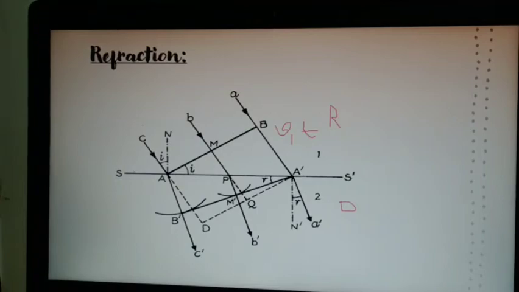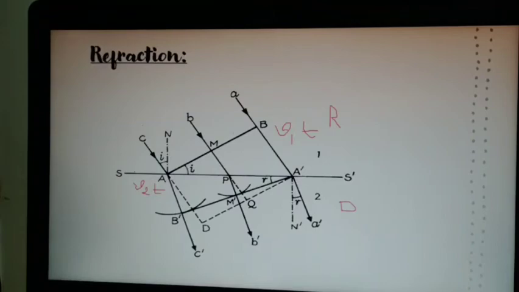See, here velocity is V2 and during the same time T, here AB dash is the distance travelled, that is V2 into T. Obviously, it is clear that V1T is not equal to V2T because in denser medium velocity is lesser. So V2T is less than V1T. From the diagram also it is very clear V1T is greater than V2T.